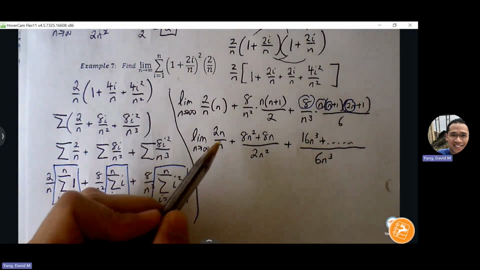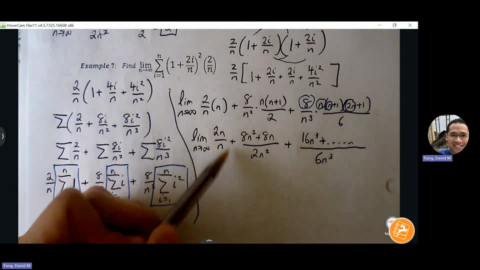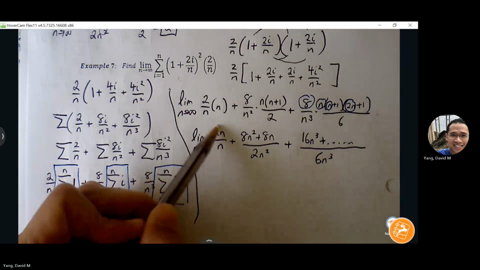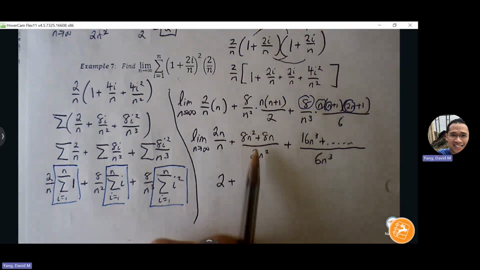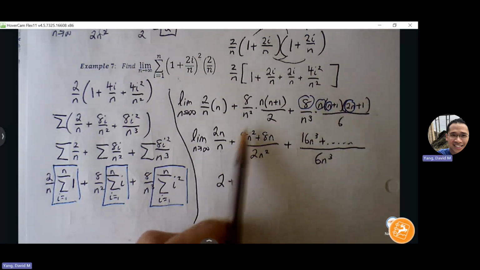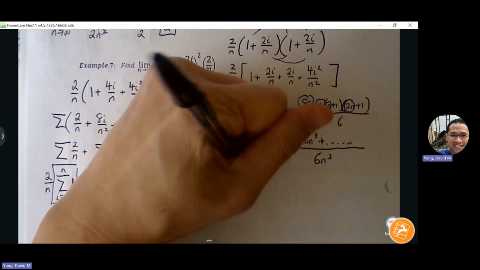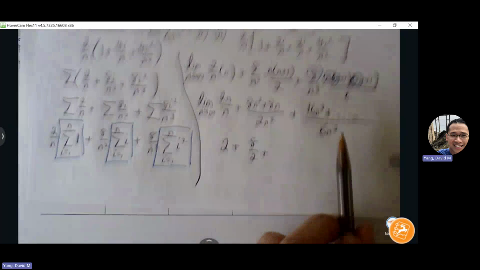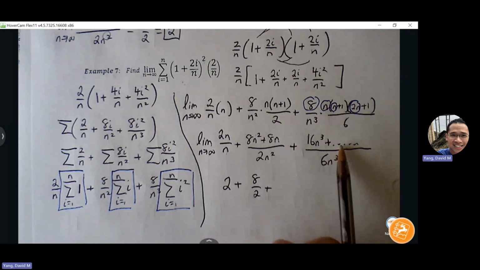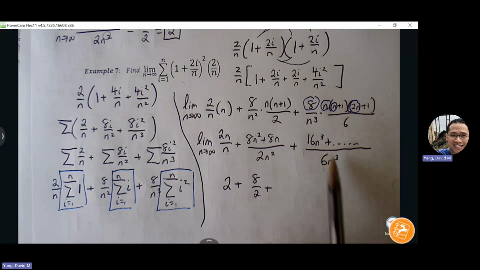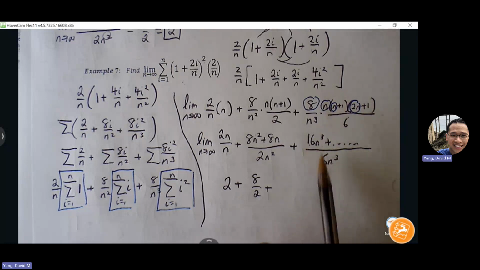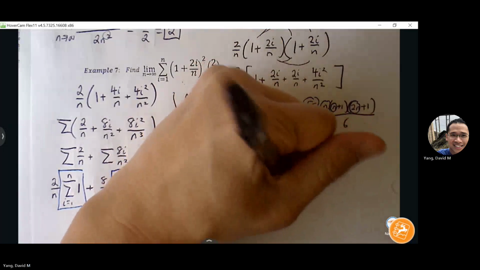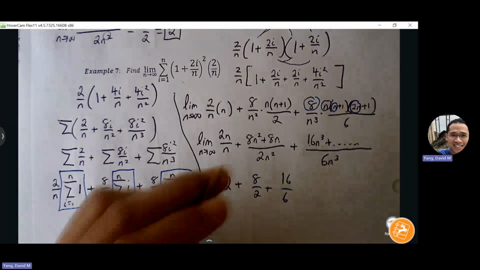So now we just compare each fraction. 2n over n, which is going to be what? 2. Degrees match for this fraction. My second term will just be what? 8 over 2, which is 4. And then my third term, I'm doing a bit of a shortcut, right? I don't care about all the other degrees. I just care about the highest degree. Every other term is going to produce a lower degree. So this is just 16 over 6. And that's my limit, right? Add all that together.